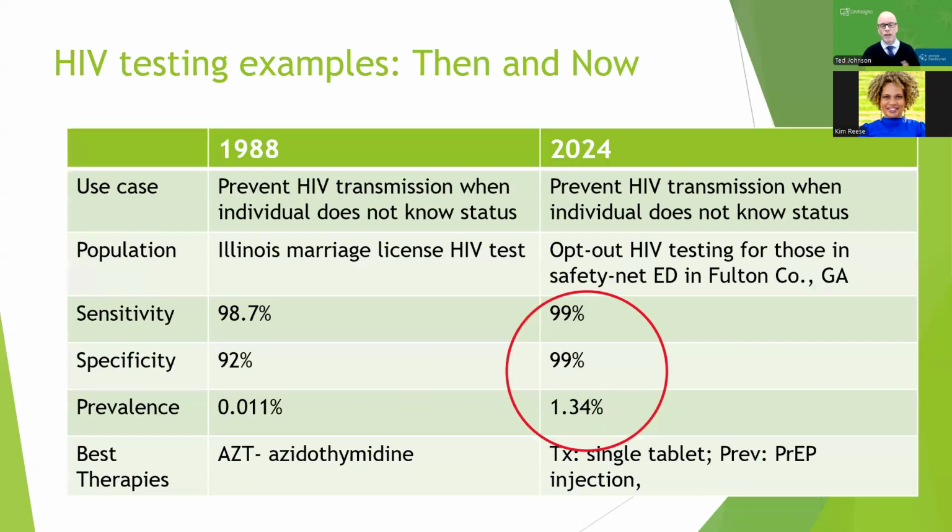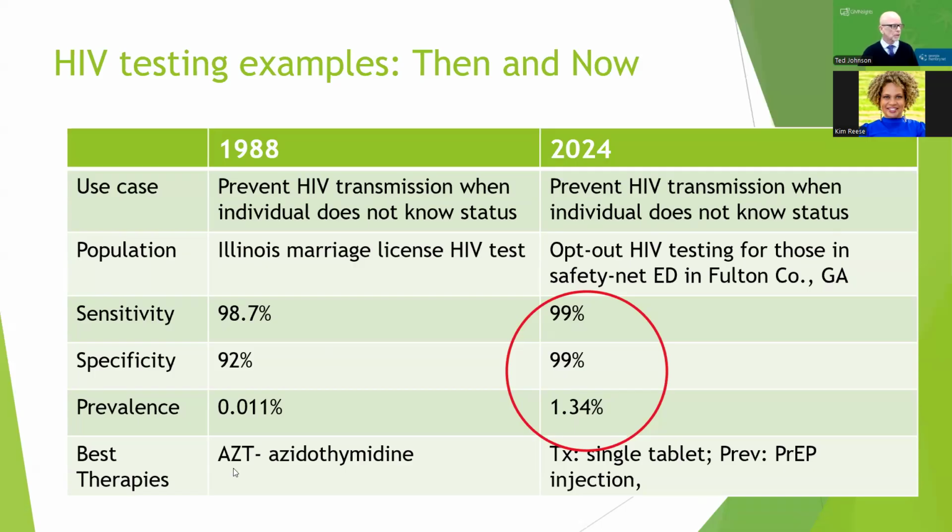So let's very quickly show what the results would be for the same use case. You can tell that we went from a sensitivity of 98.7 to 99 and a specificity of 99%. The prevalence increased 100-fold, but it's still not that high. This is a public health testing strategy for people who are seen in the emergency room.